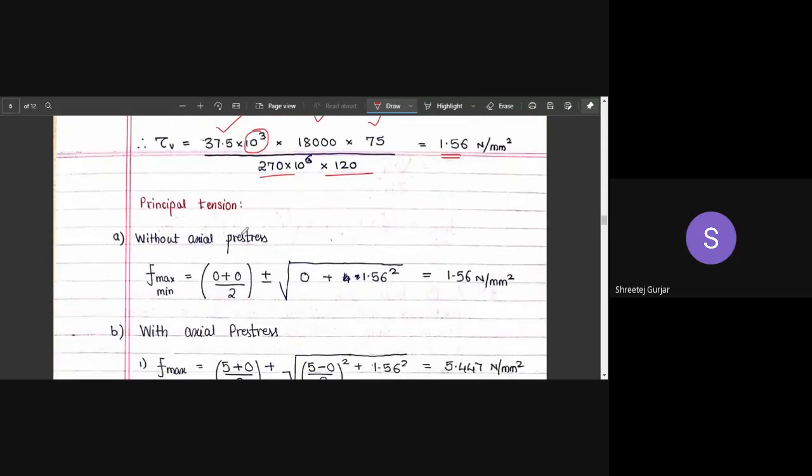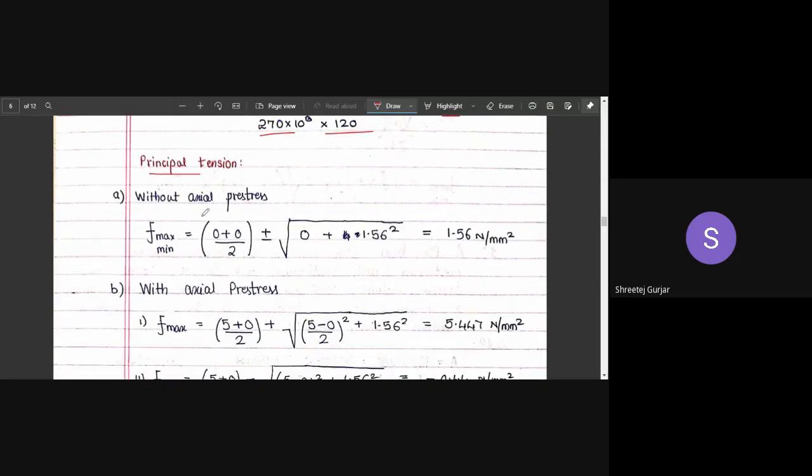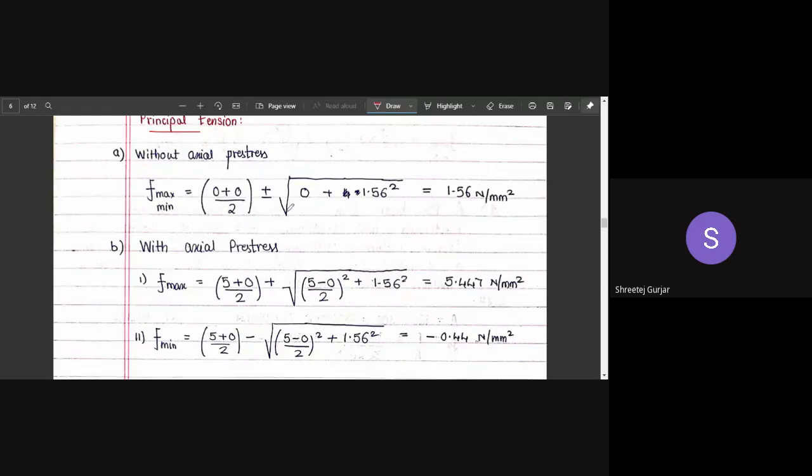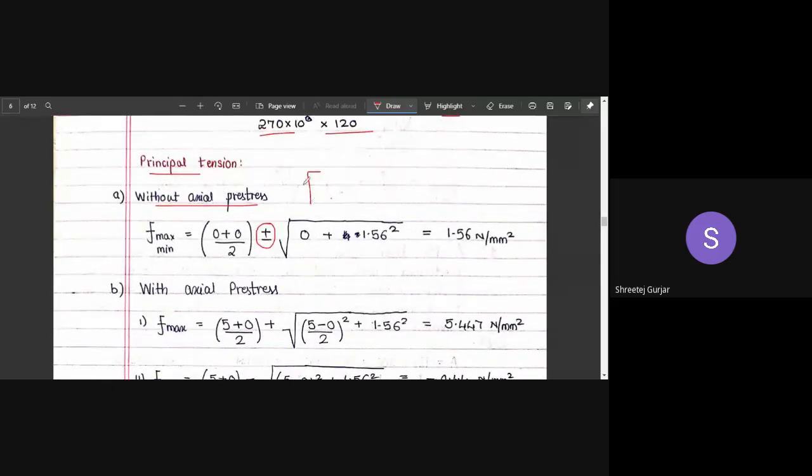Now, to calculate principal tension, we have F maximum or F minimum, plus or minus. Here, without axial pre-stress, Fx is equal to 0, and obviously Fy was also 0. There was no vertical pre-stress, so Fy was 0 and Fx is also 0. Hence both of these terms are 0. Fx minus Fy by 2 is also 0, so this particular term becomes 0.